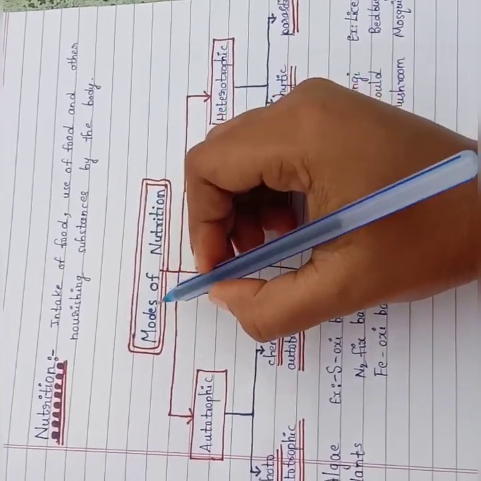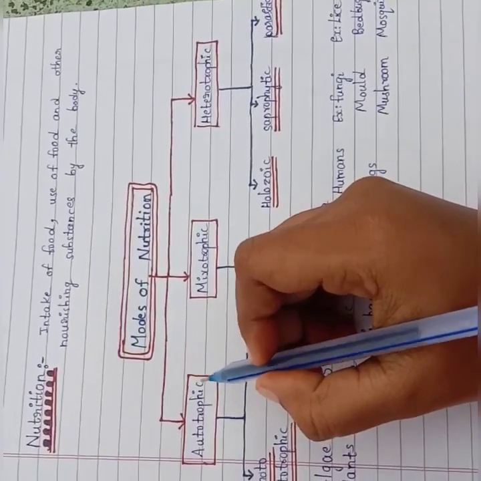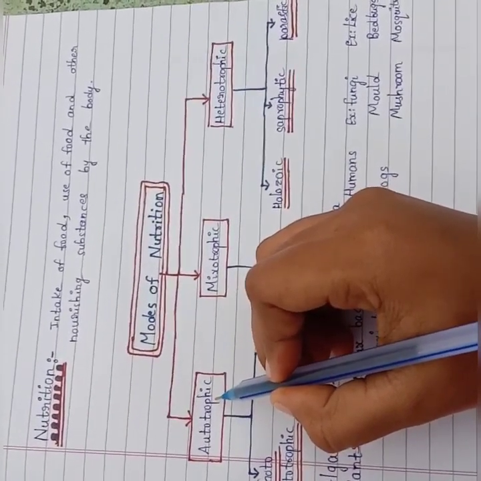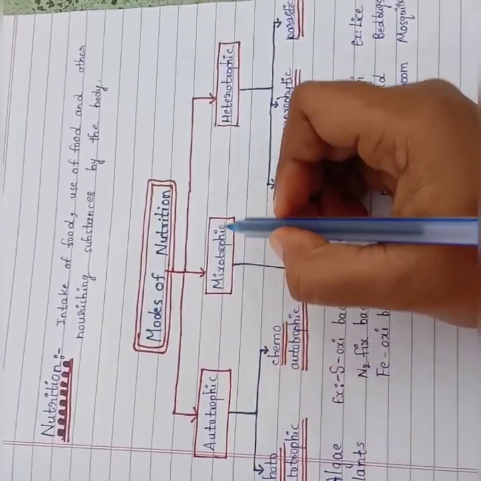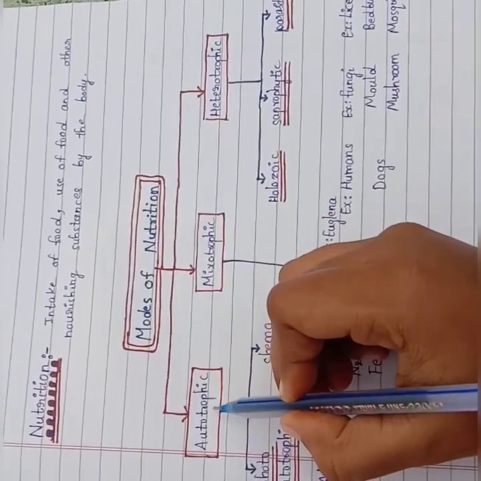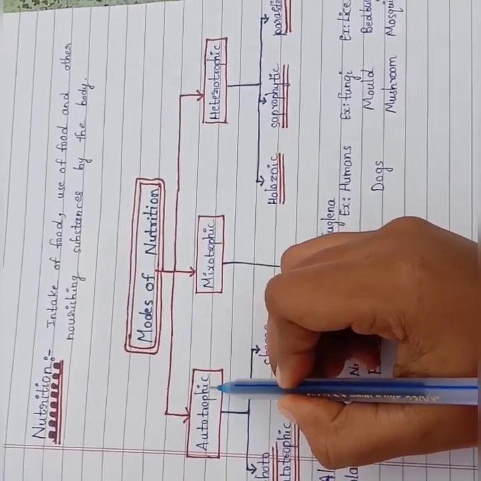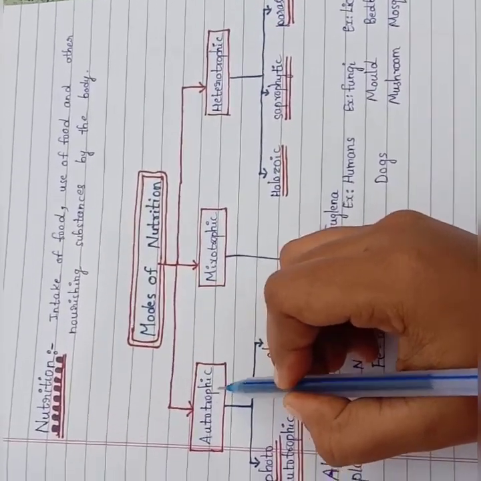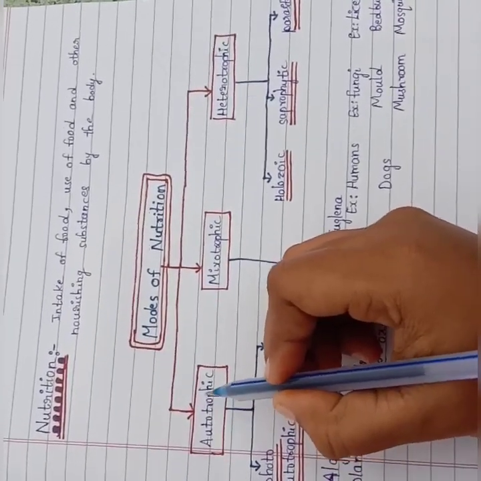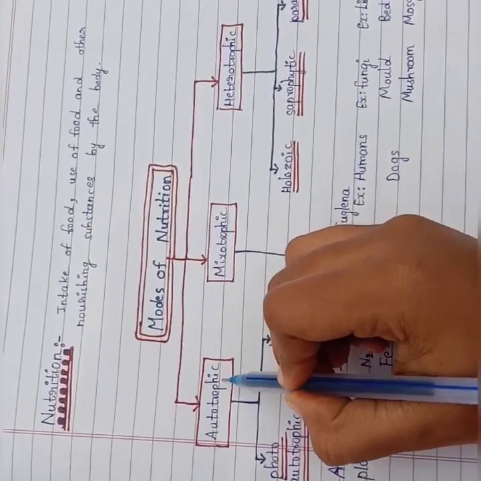Now we can study the modes of nutrition. Modes of nutrition are divided into three types. They are autotrophic nutrition, mixotrophic nutrition, and heterotrophic nutrition. First of all, let us see what is autotrophic nutrition. Autotrophic nutrition is a type of nutrition in which an organism can prepare its food on its own. It doesn't depend on other organisms for food.